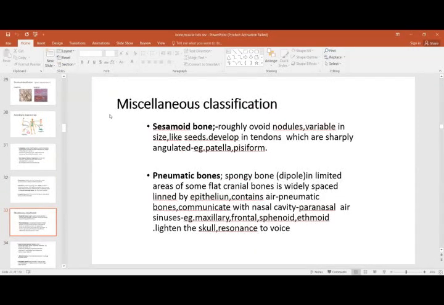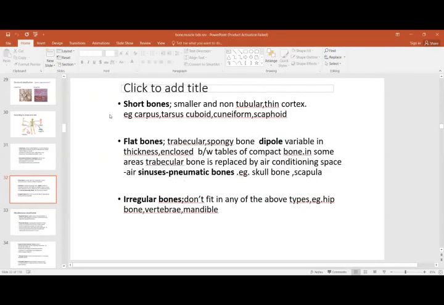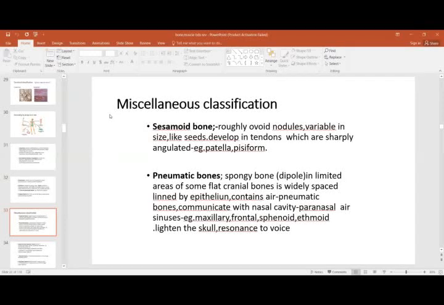Then you can classify them as a miscellaneous classification. This miscellaneous classification is different because these bones do not fit into any other. One is the sesamoid bone. Certain bones develop in the tendons; they are called sesamoid bones. Then you have pneumatic bones. Those contain air spaces in them and are present in the skull. They are called pneumatic bones.